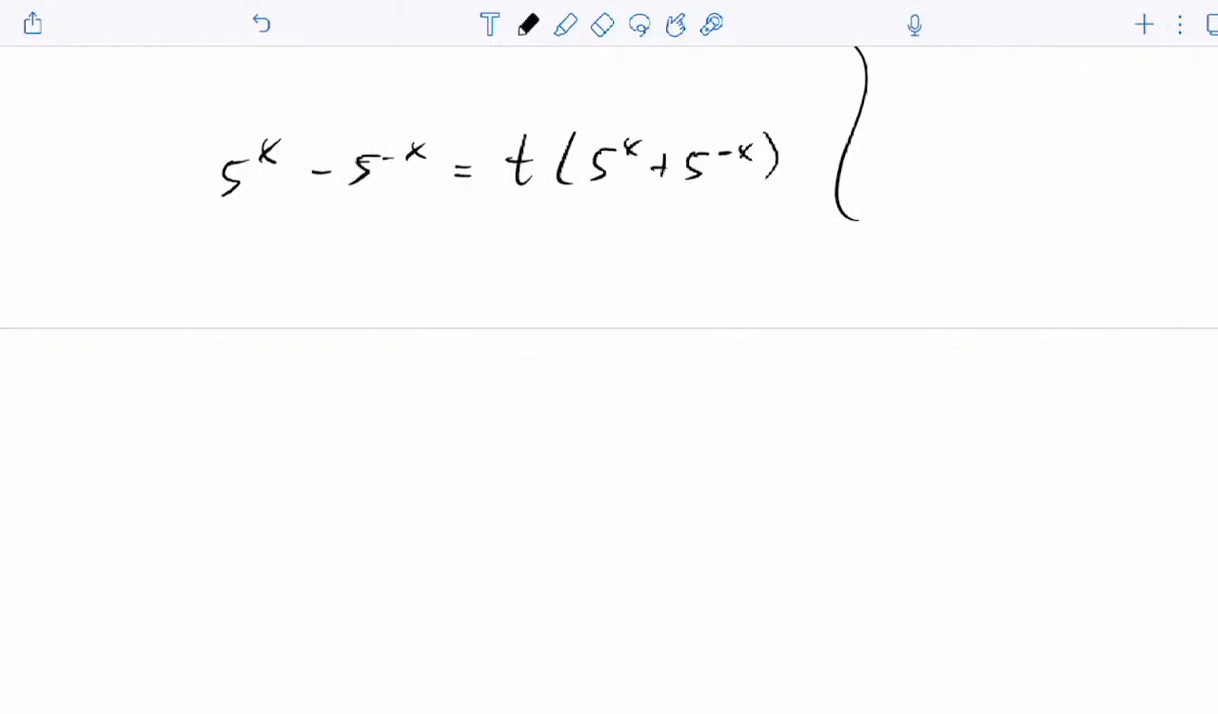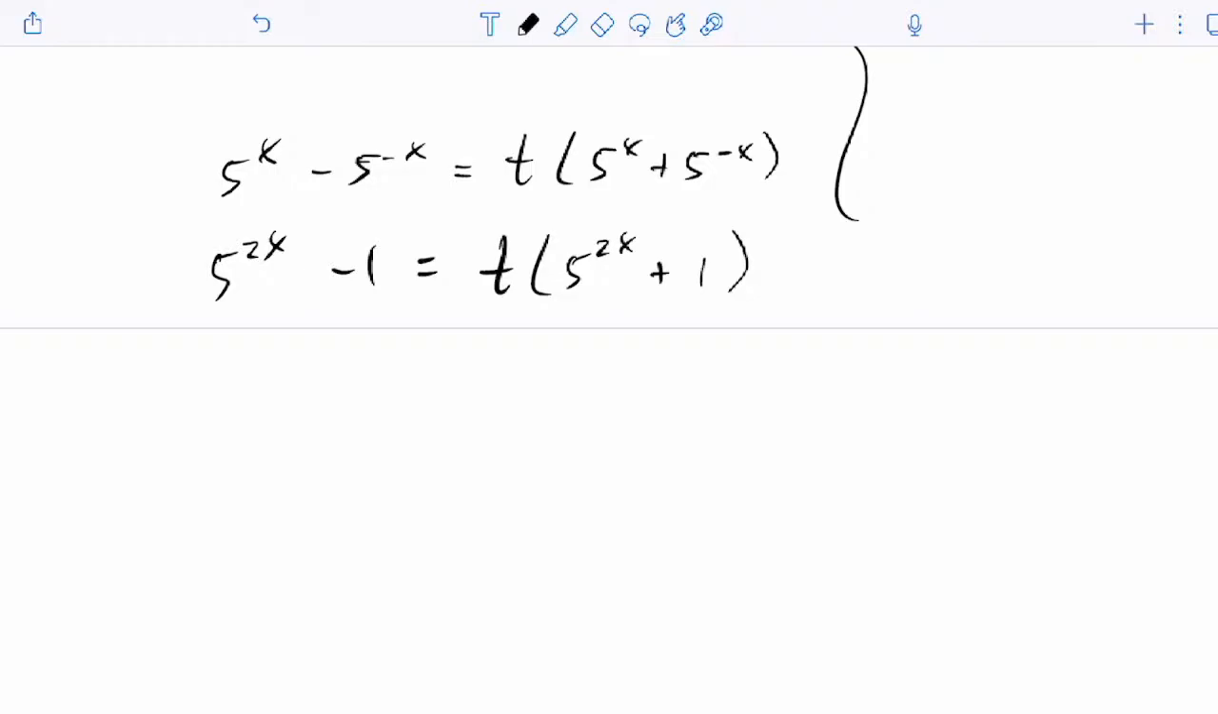And now we do the exact same trick as I did last time. I'm going to now multiply across by 5 to the x. So this becomes 5 to the 2x minus 1. Again, I'll just pass that 5 to the x into the brackets because that's where I want it to go. And you end up getting 5 to the 2x minus 1 equals t times 5 to the 2x plus 1.